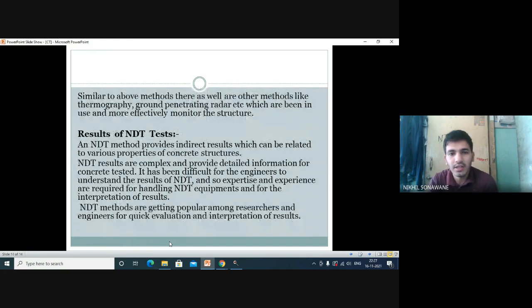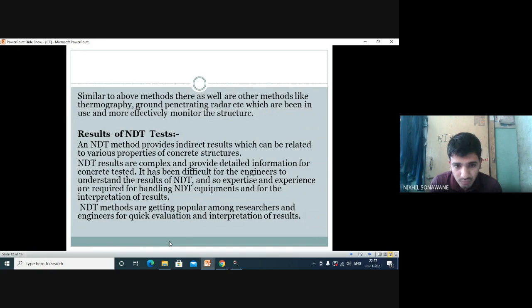Then similarly other methods are also there, like thermography, ground penetrating radar, etc. Various methods are there which are used to monitor the structure. Then results of NDT test, I had concluded some points regarding the results. The results we get are not direct. We have to derive them from some of the properties, like from volume density. From that we can derive the workability or compressive strength or different parameters.